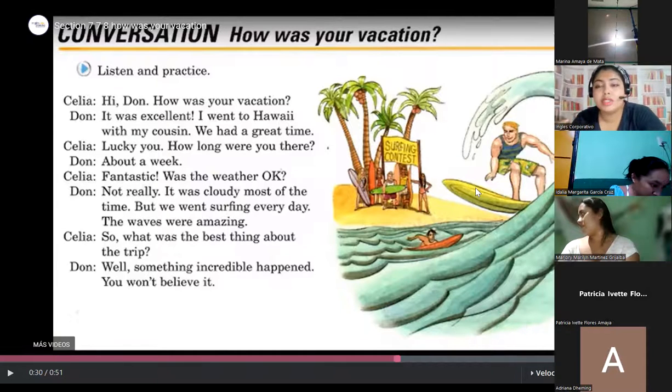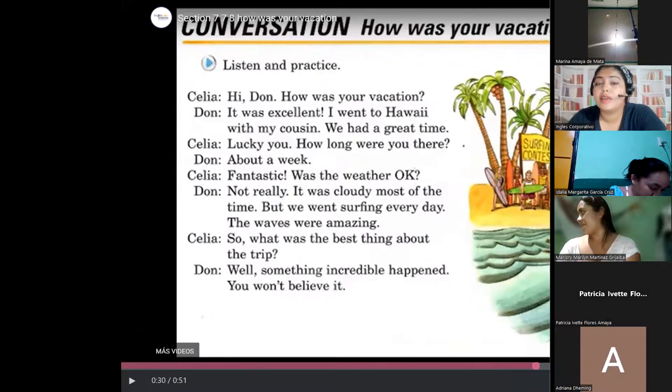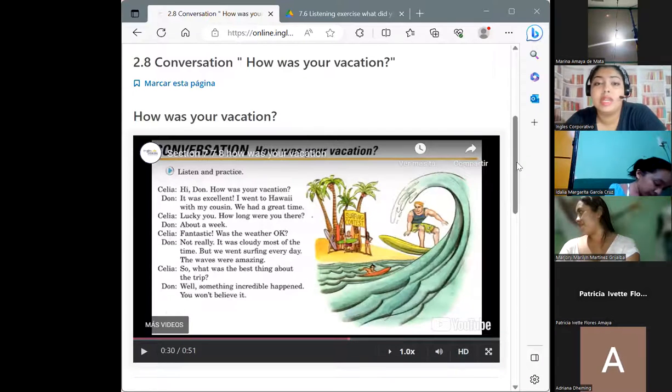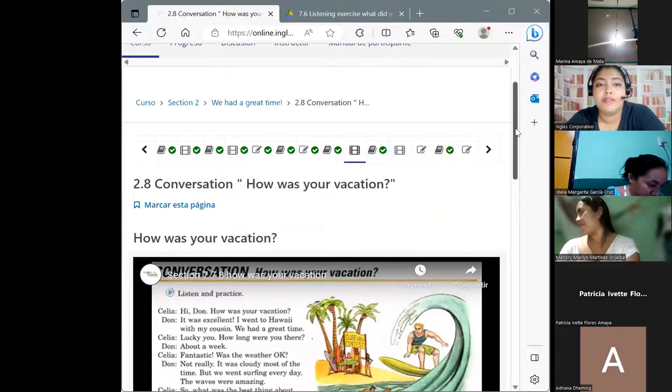So if you are paying attention to the structure, to the grammatical part, to the structure of the sentences, you are going to create these kinds of conversations. So this one is an example that you can apply in your daily life when you are talking about your vacations or the things that you do at a specific time in your life.